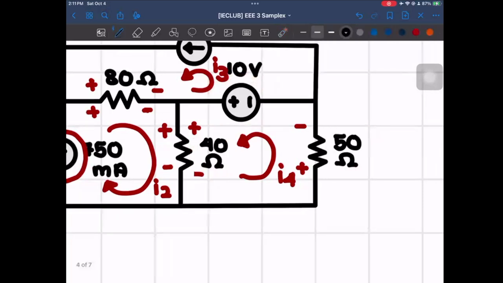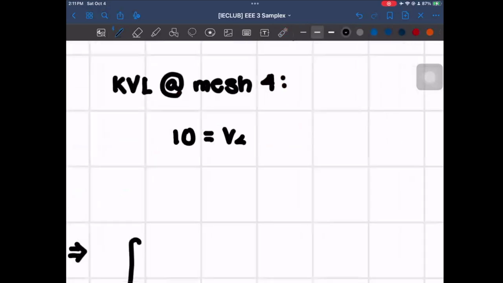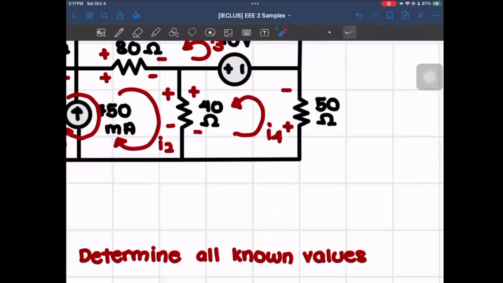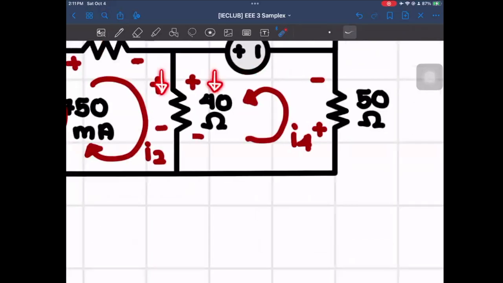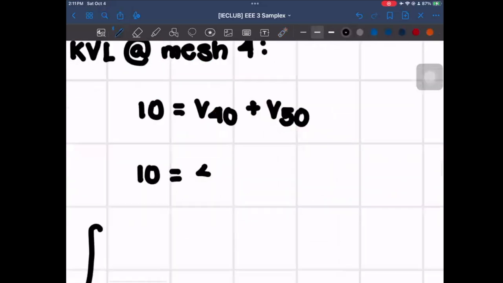So that will be 10 is equal to V40 plus V50. And then we could convert that all into our variables. So for 40 ohms, it will be 40 times (I4 plus I2), since, as I mentioned a while ago, they're all following the same path, which is going downwards, from positive to negative. So that will be 40 times (I2 plus I4) plus 50.